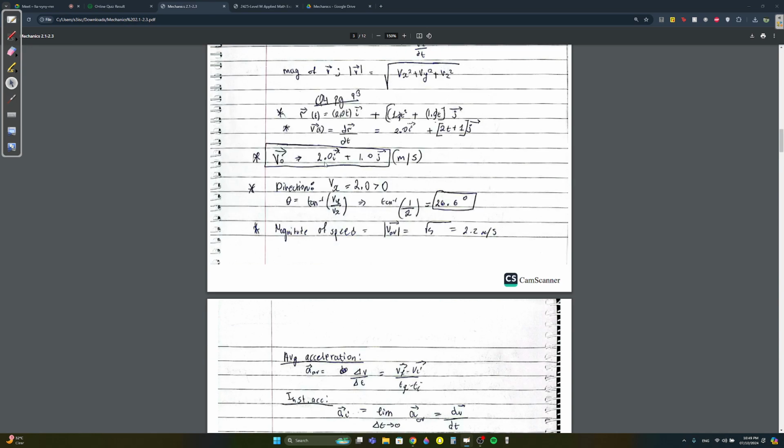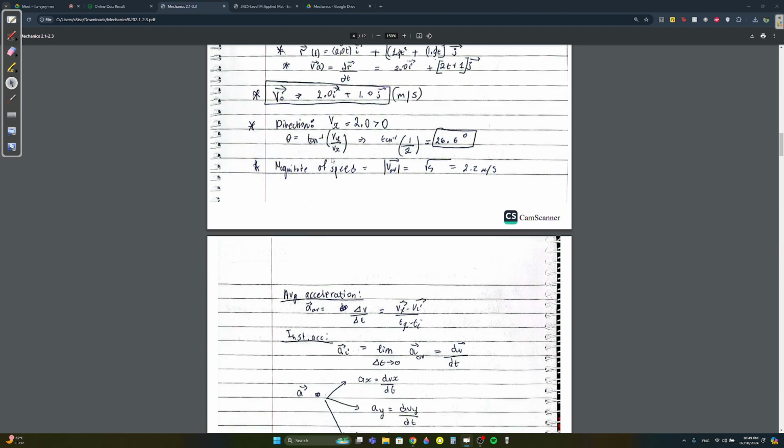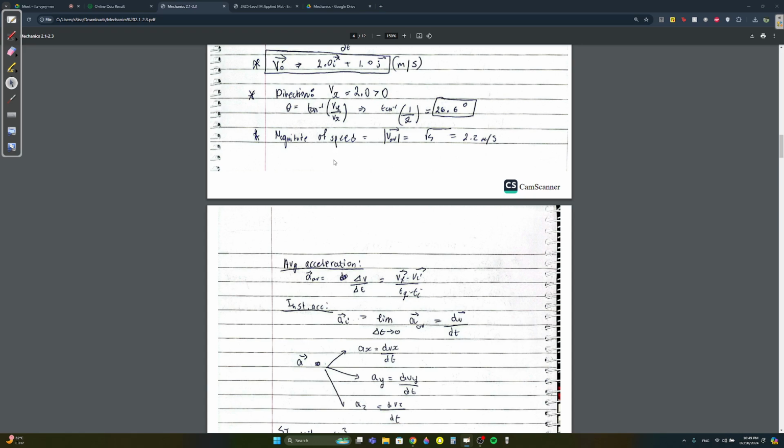Yeah, to find the direction, you just do shift tan inverse of Vy over Vx. And then the magnitude of speed is always just equal to the magnitude of the average velocity.